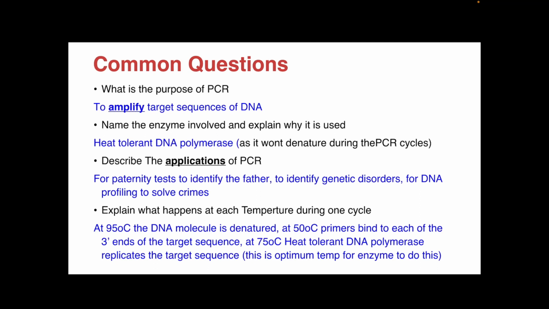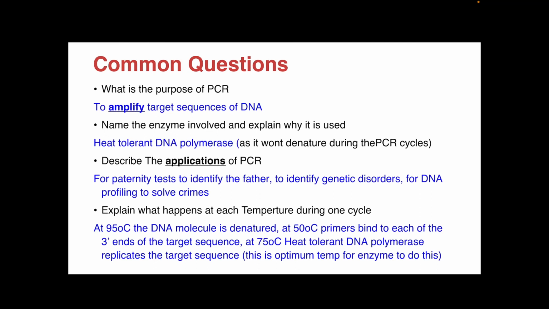The purpose of PCR is to amplify. Enzyme involved is heat tolerant DNA polymerase. If you're asked why we're using heat tolerant, it's because it won't denature during these repeated cycles of heating and cooling during PCR. Applications, easy one to remember is the paternity test to identify the father. Because you're looking at DNA sequences, we could use it to identify genetic disorders. I would use these first 2 and save DNA profile and solve crimes as the third option because it's a bit vague. Explain what happens at each temperature.